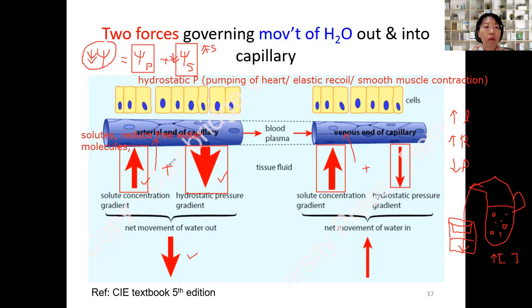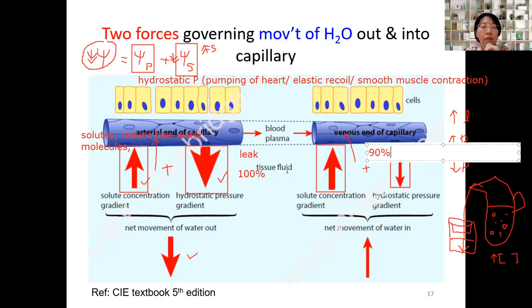So at the start of the capillary, it will flow out because it's supposed to carry oxygen, nutrients, hormones to the tissue. And then at the end of the capillary, let's say for example, this is the volume of the blood plasma that leaks out. Out of 100% that leaks out, approximately 90% will go back into the blood plasma at the venous end. Okay, 90% will flow back, driven by this water potential gradient.